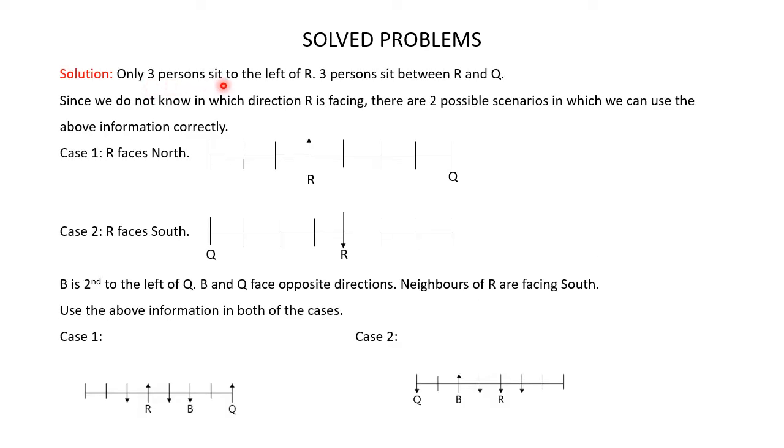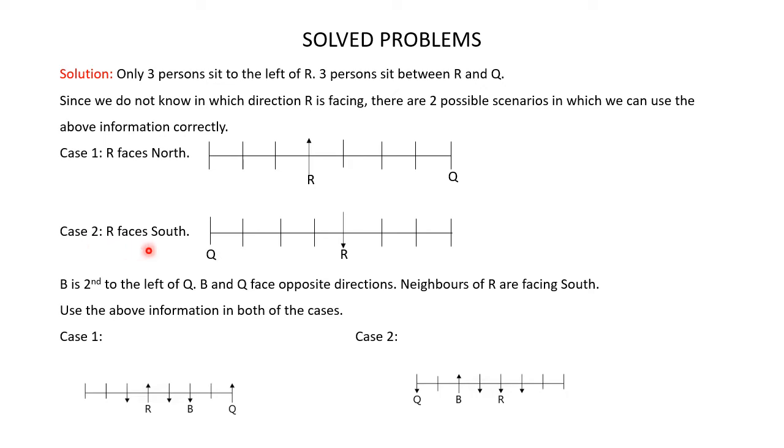It's given only 3 persons sit to the right of R. But since we do not know in which direction R is facing, there are two possibilities here. Either R can face north or R can face south. So draw two possible diagrams. In case 1, where R faces north, mark R here facing north. So that now you can see that there are 3 persons sitting to the left of R.